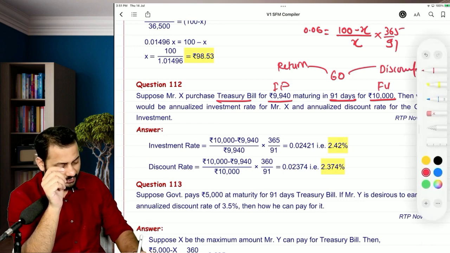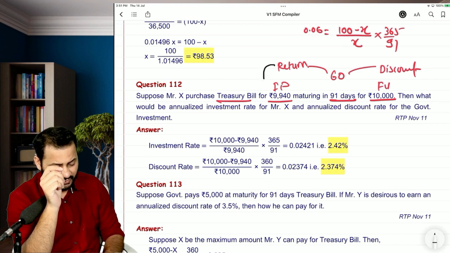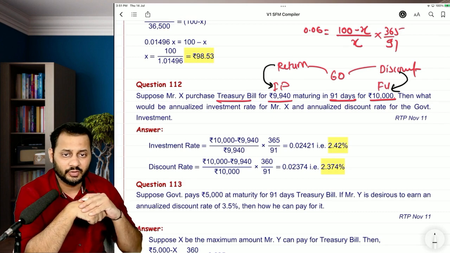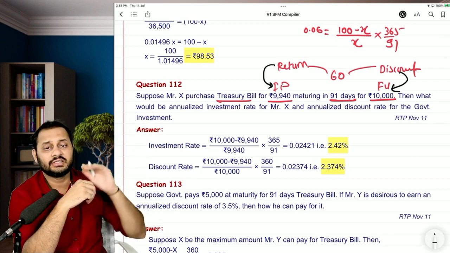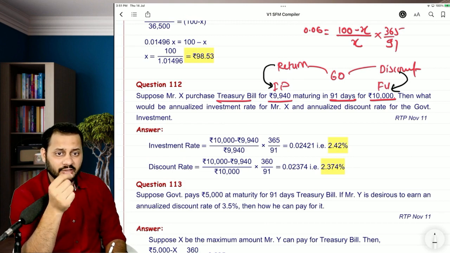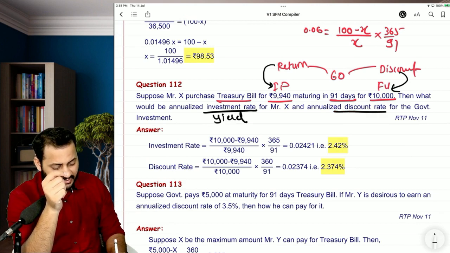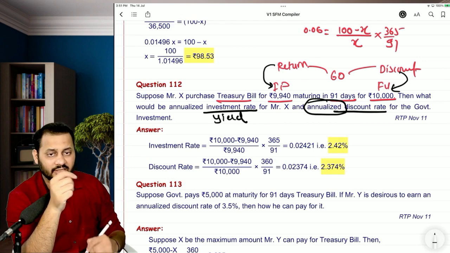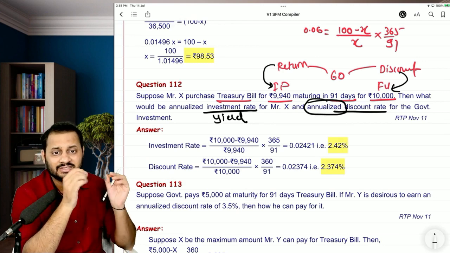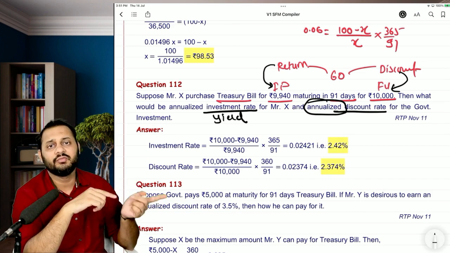And you know very well, we just had a discussion about it. Return is always calculated on the investment and discount is calculated on the face value. And if it is given for 60 days or 91 days, it's your responsibility to convert it into a per annum basis. Okay, then what would be the annualized investment rate, or you can call it the yield, and the annualized discount rate? They have clearly specified that we have to calculate it annualized. 60 is the return and discount for 91 days. You should convert it into annual.